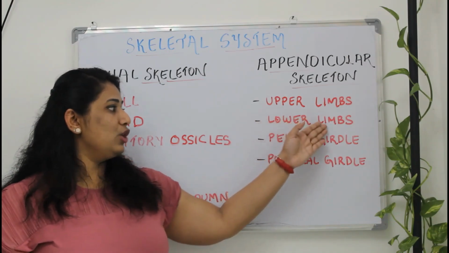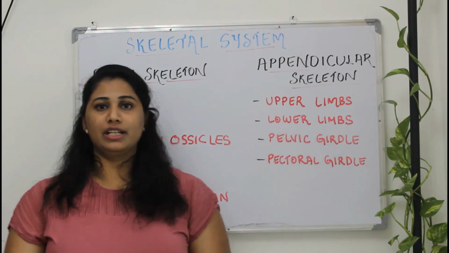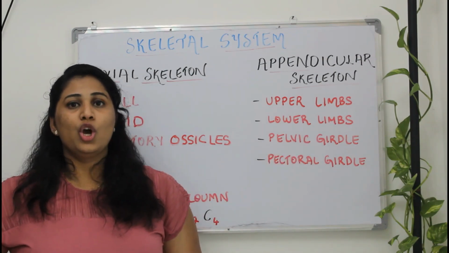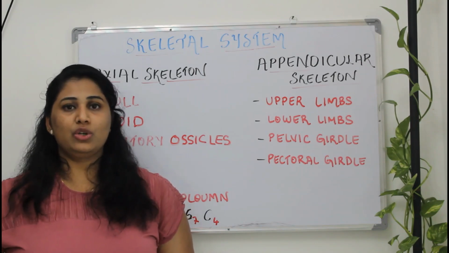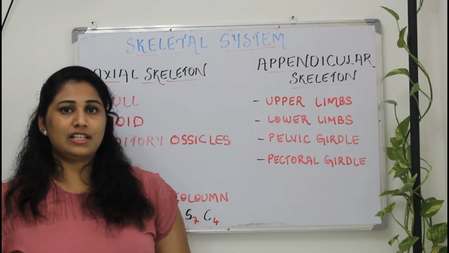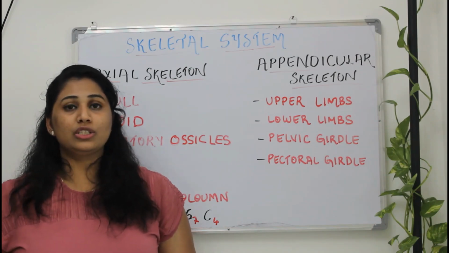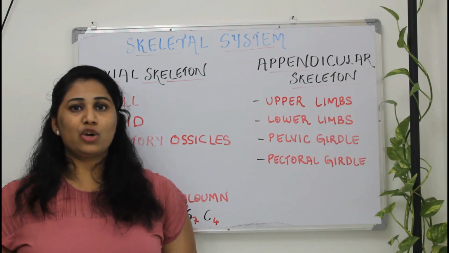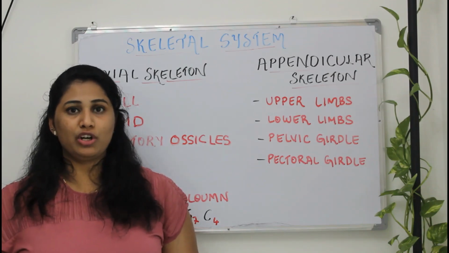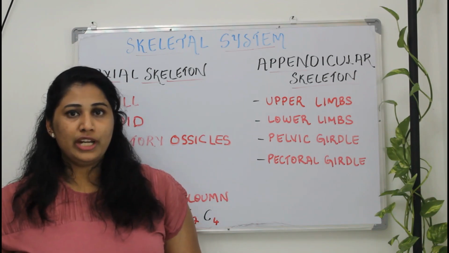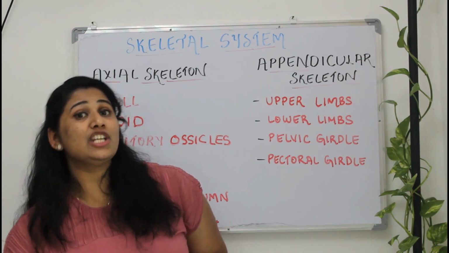The next one is the lower limb and the pelvic girdle. Pelvic girdle is nothing but the pelvic bone or the hip joint. From the hip joint, our femur bone starts, that means our thigh bone, the longest bone in the human body. This is a 1 mark question. The longest bone in the human body is the thigh bone. It starts from the pelvic joint and it joins with the knee joint.